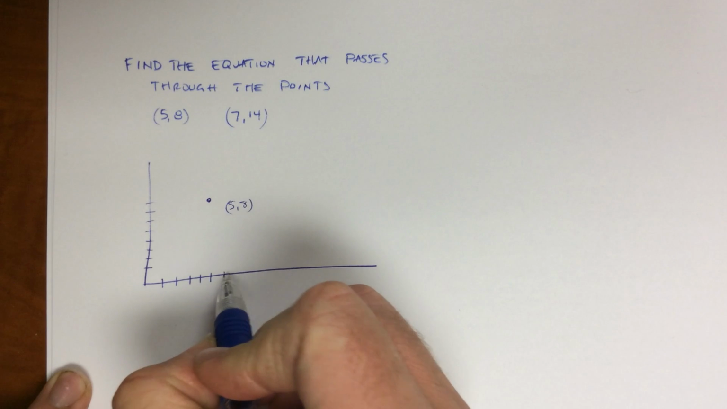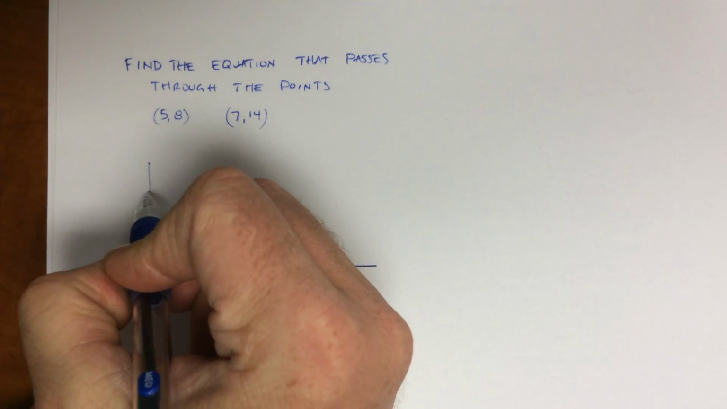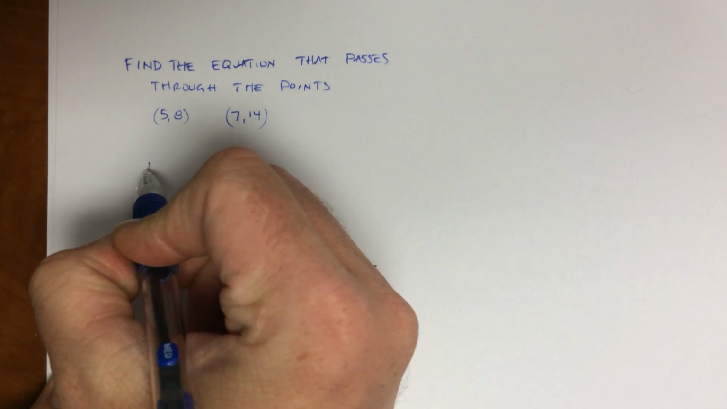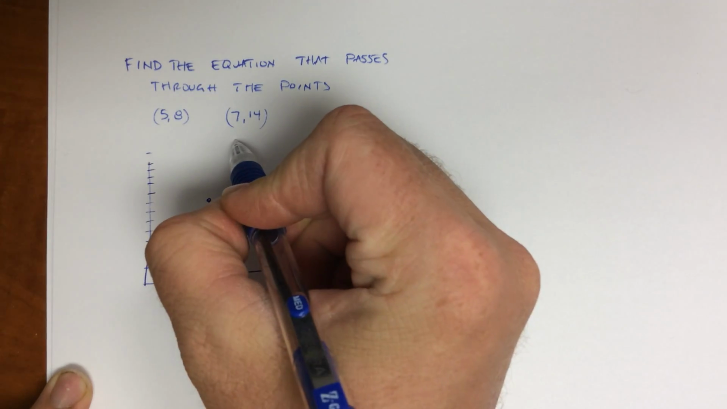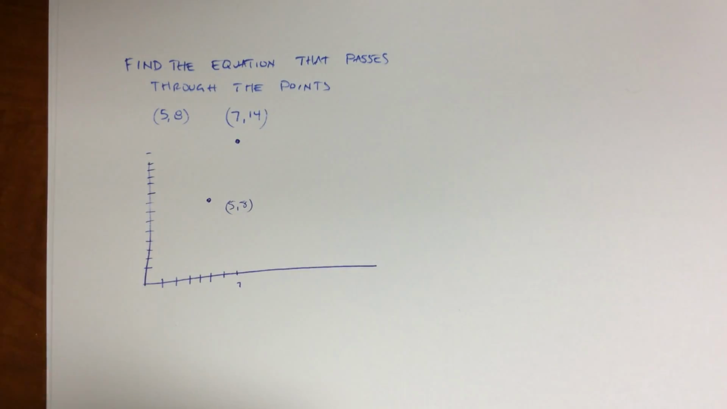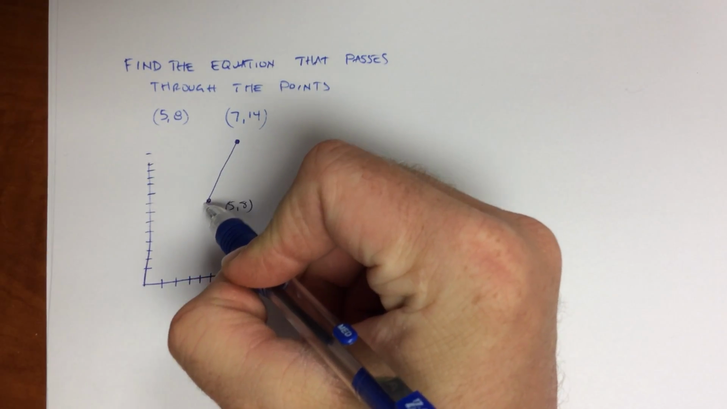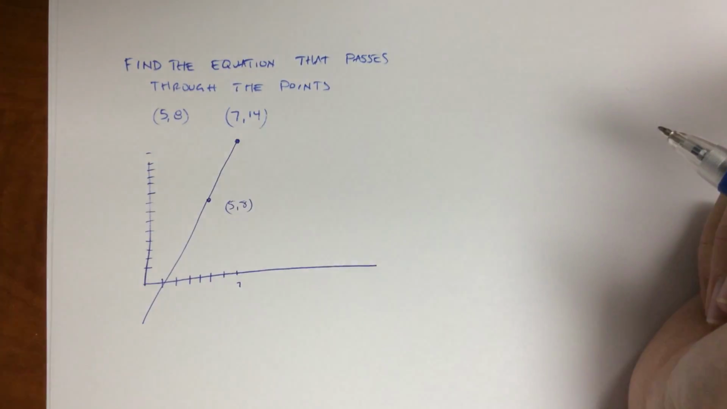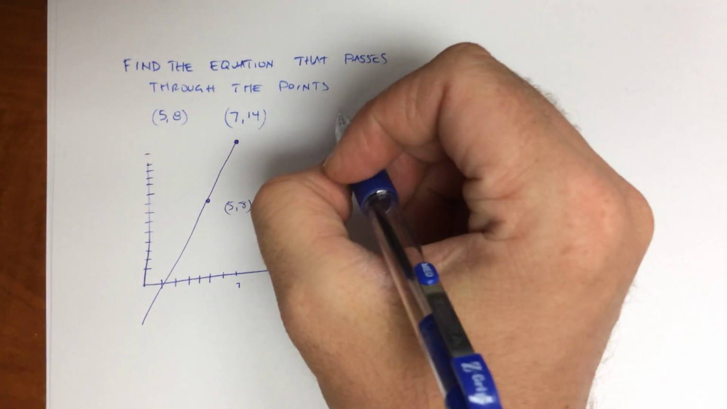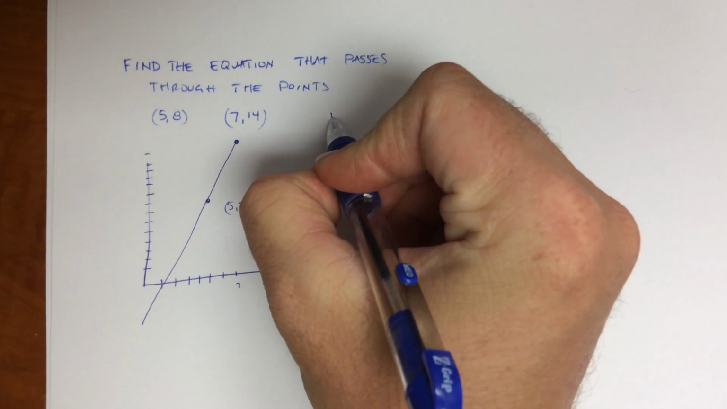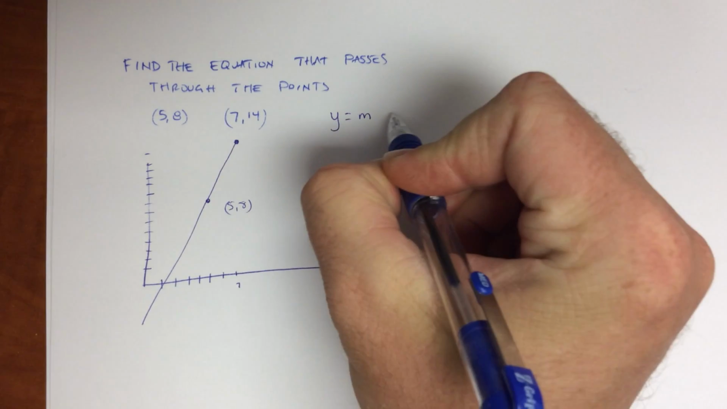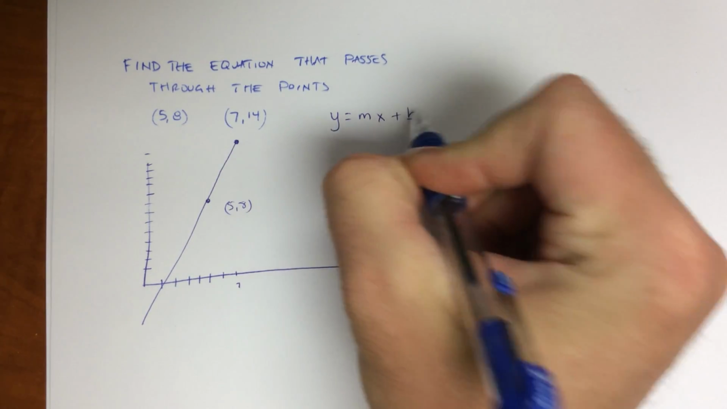Our second point is over 2 at 7, and then up 6 more: 1, 2, 3, 4, 5, 6. So about here is our point (7, 14). And we want to find the line that connects those 2 points. Well, if we look at our slope-intercept form, we have y equals mx plus b.